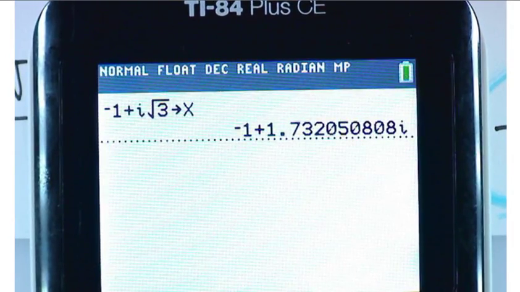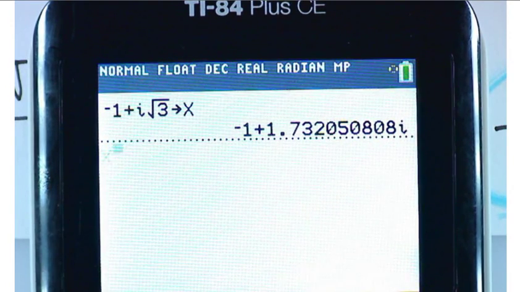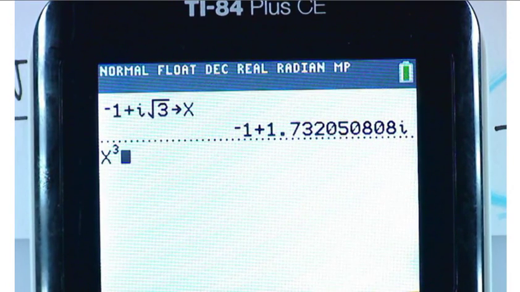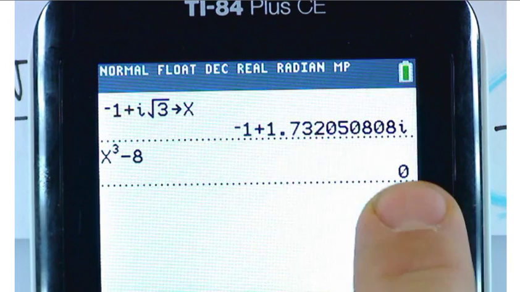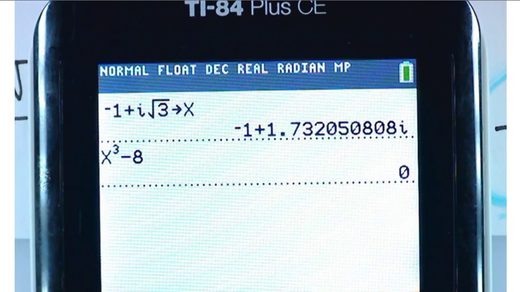And now to check it, what I want to do is take x cubed and then subtract 8. So let's take x, it has that value in it, cube it, and then subtract 8. Now, I should get a 0. Occasionally you might get a little bit of a rounding error, so you might get something that's not quite 0. But cool, we nailed it. We got 0. So, there you go. You can check your answers on your exam. Pretty nice.